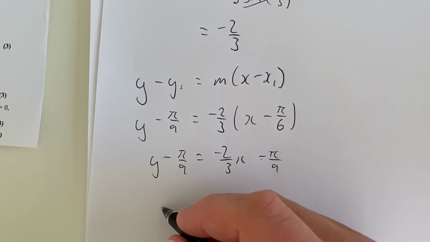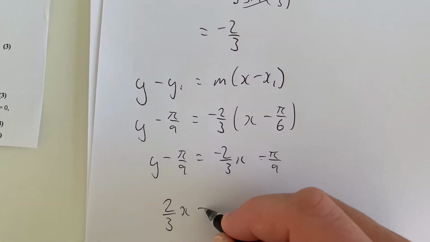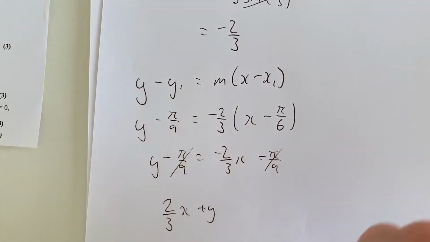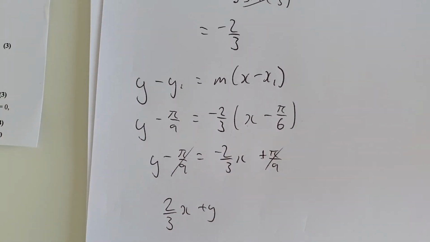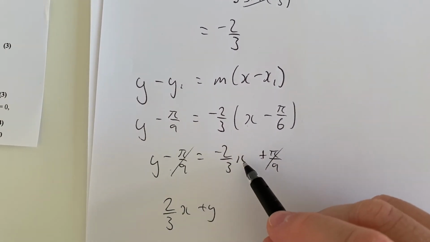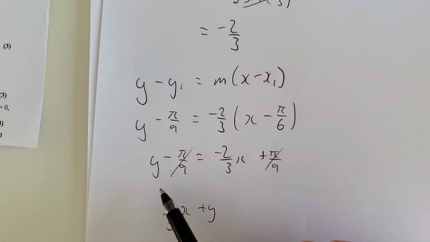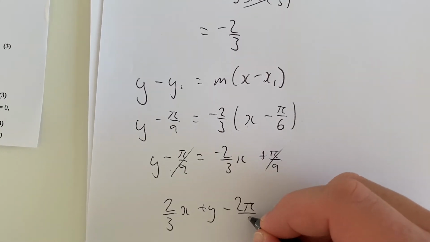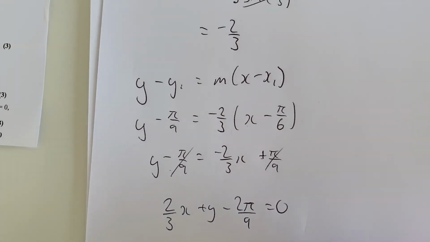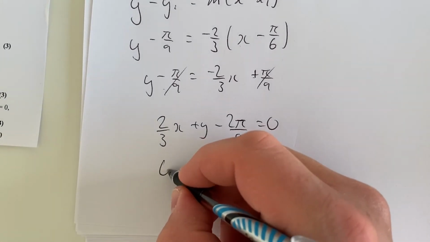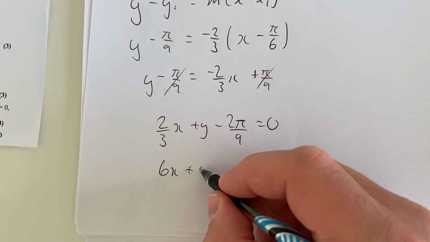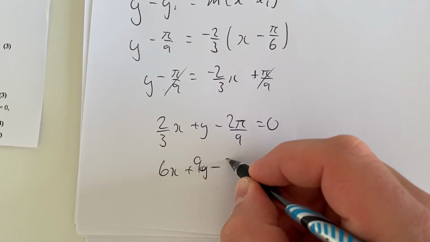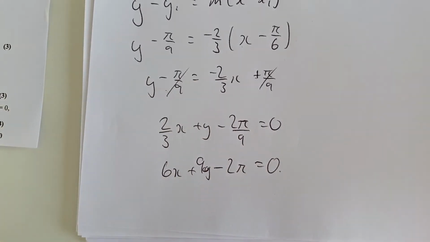So you actually get quite a nice equation. 2/3 of x plus y, these two have cancelled out, I believe. Yeah? No, it's positive. Sorry, it's positive a 9th. So if I move this to the other side, you get 2/3 of x plus y minus 2 pi by 9 equals 0. And if you multiply through by 9, that would get you 6x plus 9y minus 2 pi equals 0.